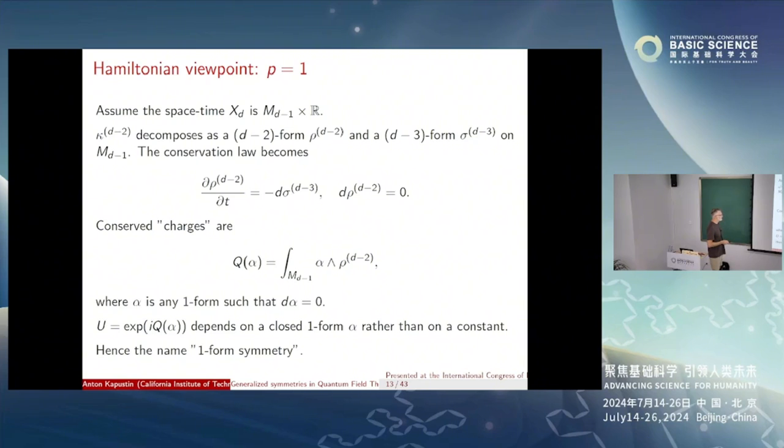So the conserved charge is obtained by integrating this d-2 form over the spatial manifold, which is d-1 dimensional, so you need some 1-form to wedge with this d-2 form to get a d-1 form. The parameter in this case is a 1-form. And if you ask what's needed for this Q of alpha to be conserved, you can easily check from this conservation equation that it is time independent, provided alpha is a closed 1-form. So for p equals 0, the parameter was a constant, but for p equals 1, the parameter is a closed 1-form. This is actually the origin of the name, 1-form symmetry. And similarly, for p greater than 0, the parameter for the transformation will be a closed p-form.